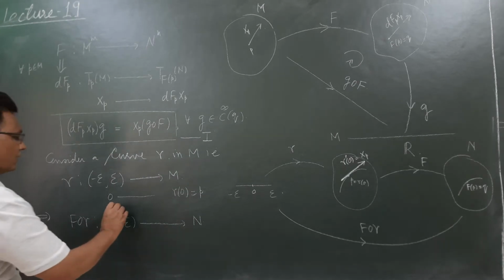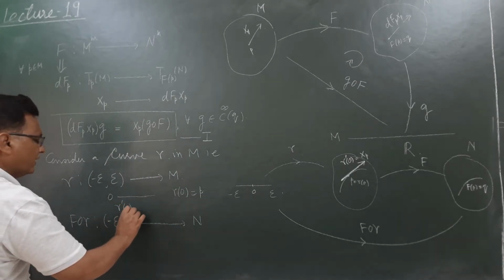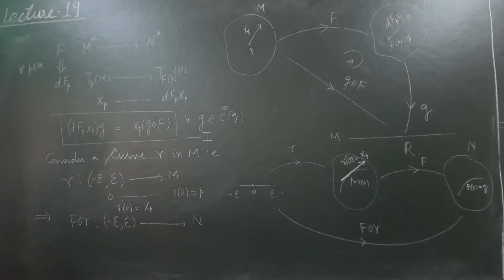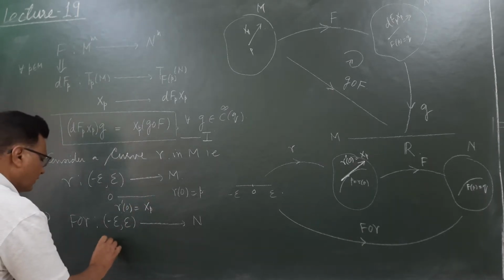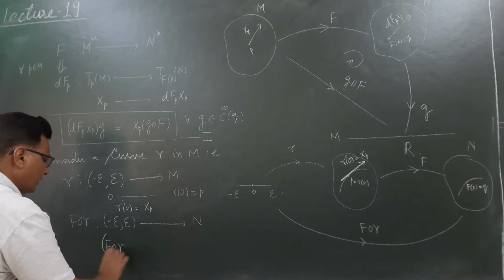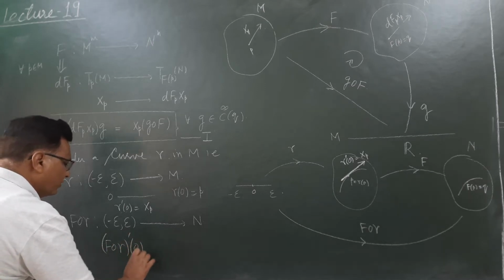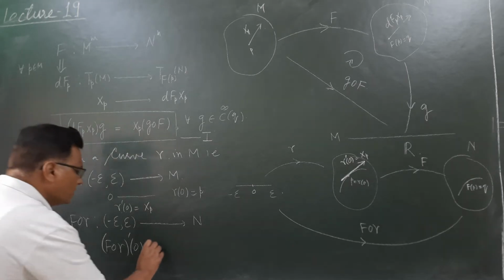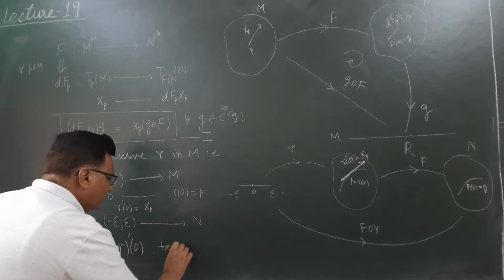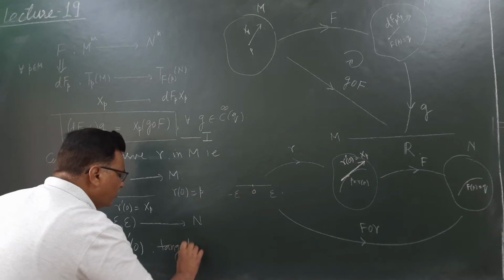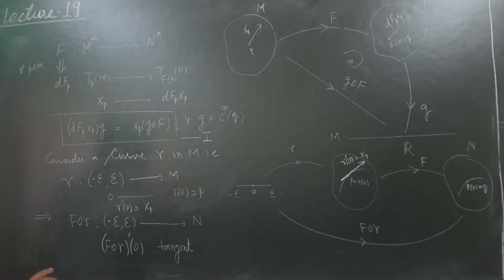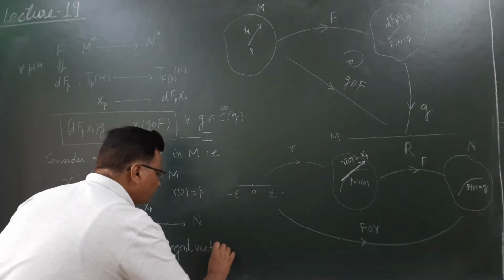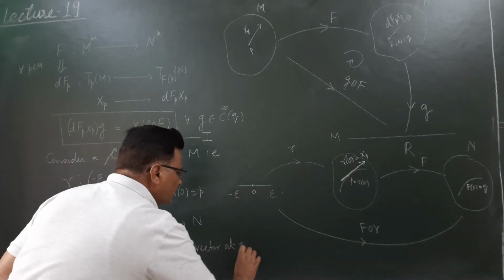If I consider gamma dash 0 as a tangent vector at P, call it xp, then you will see here that F composition gamma dash at 0 will be a tangent vector at the point Q. So this is a tangent vector. It is easy to realize. I need not prove anything. This is direct. This is a tangent vector at the point Q. Q means FP.